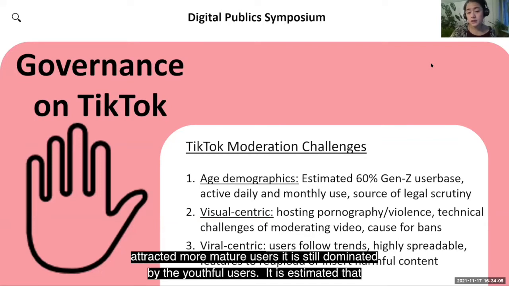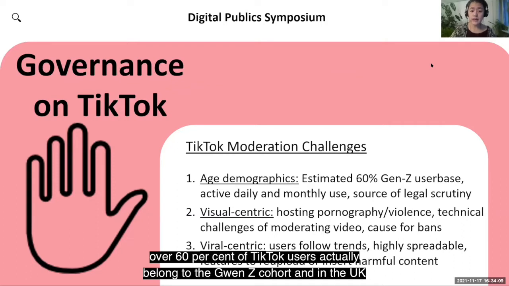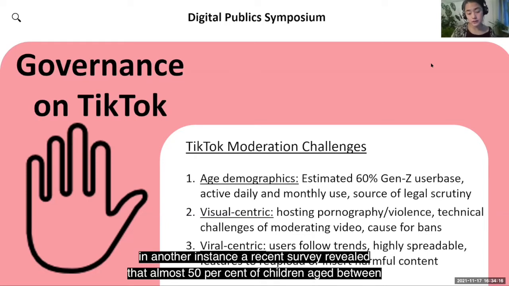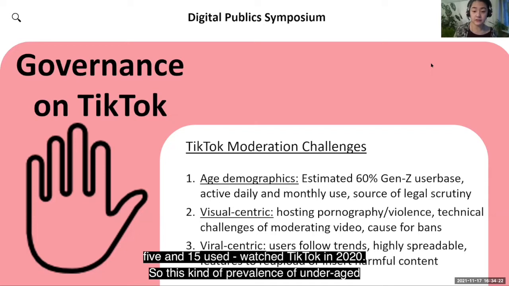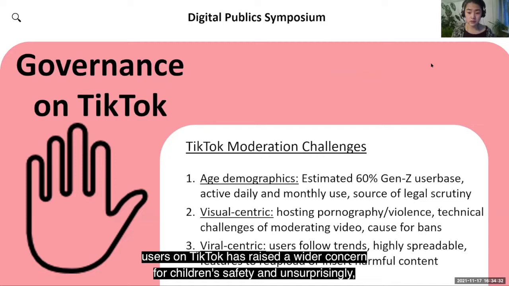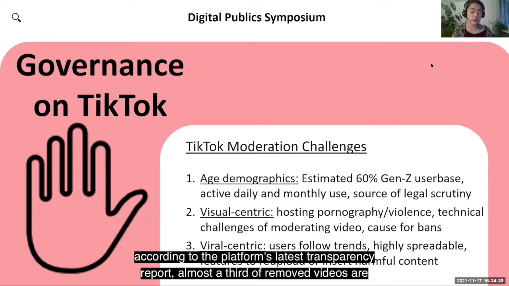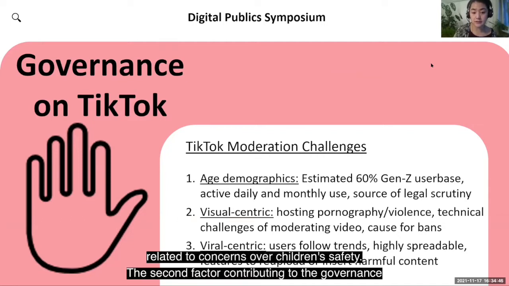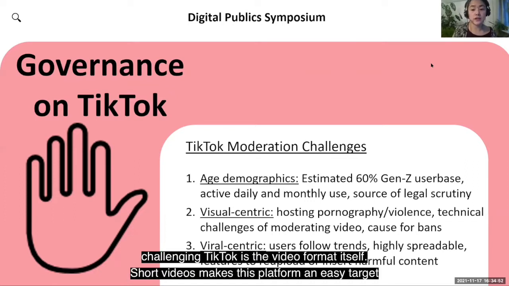It is estimated that over 60% of TikTok users actually belong to the Gen Z cohort. And in the UK, for another instance, a recent survey revealed that almost 50% of children aged between 5 and 15 watched TikTok in 2020. So this kind of prevalence of underage users on TikTok has raised wide concern for children's safety. And unsurprisingly, according to the platform's latest transparency report, almost a third of removed videos are related to concerns over children's safety.